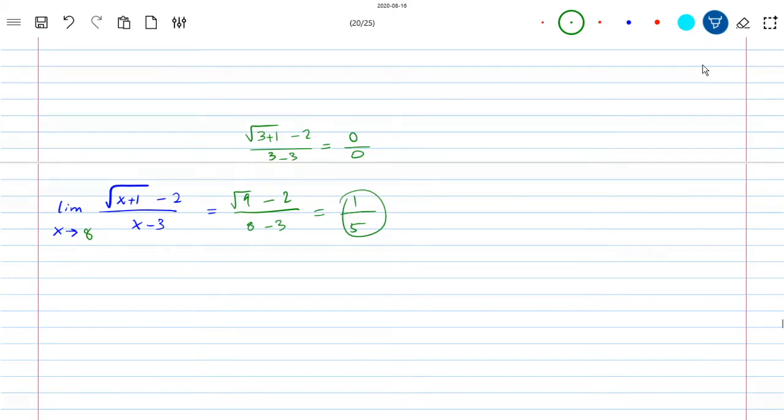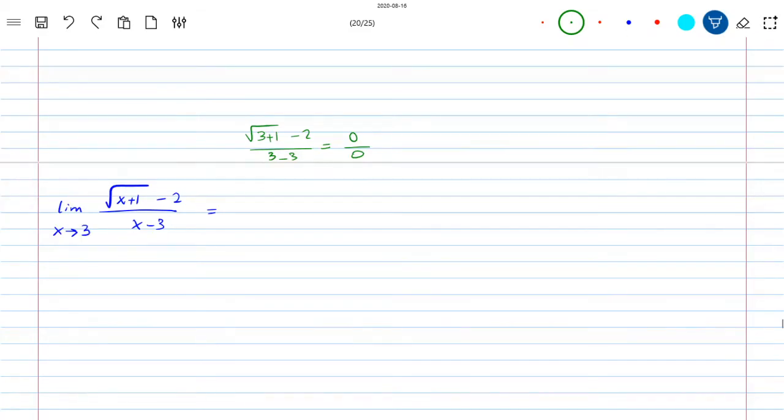It's not necessary to simplify always. The only time that you need to simplify is if you end up with 0 over 0 in the limit form, then you have to simplify. In this case, 1 over 5 would have been the answer. So I'm going to go back and rewrite the question. I'm going to replace this limit with whatever it was.